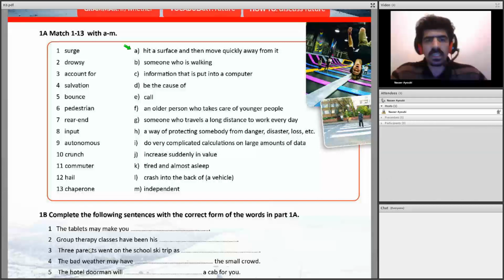Bounce is A. Hit a surface and then move quickly away from it. Rebound, for example. Number 6, pedestrian, is B. Someone who is walking. Number 7. Rear end is L. Crash into the back of a vehicle. It can be crash into the back of someone or a vehicle, a car, for example.